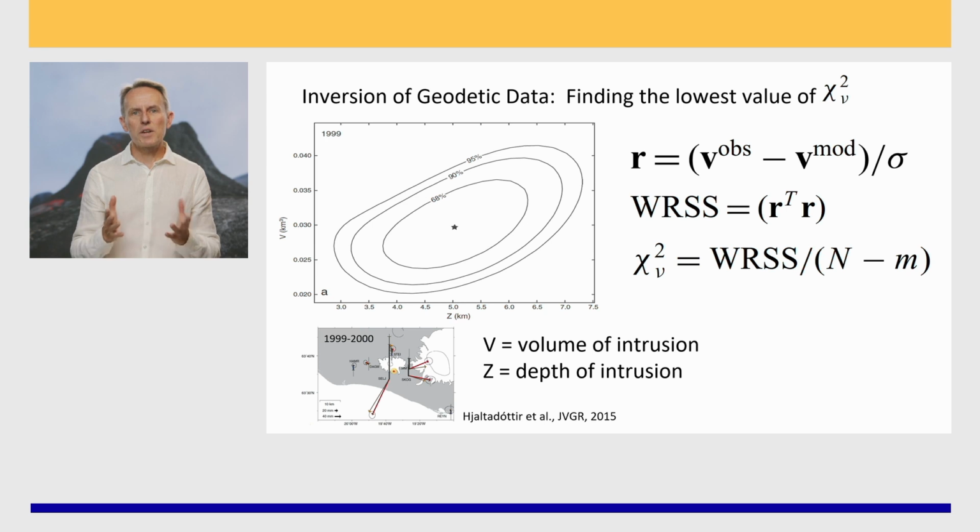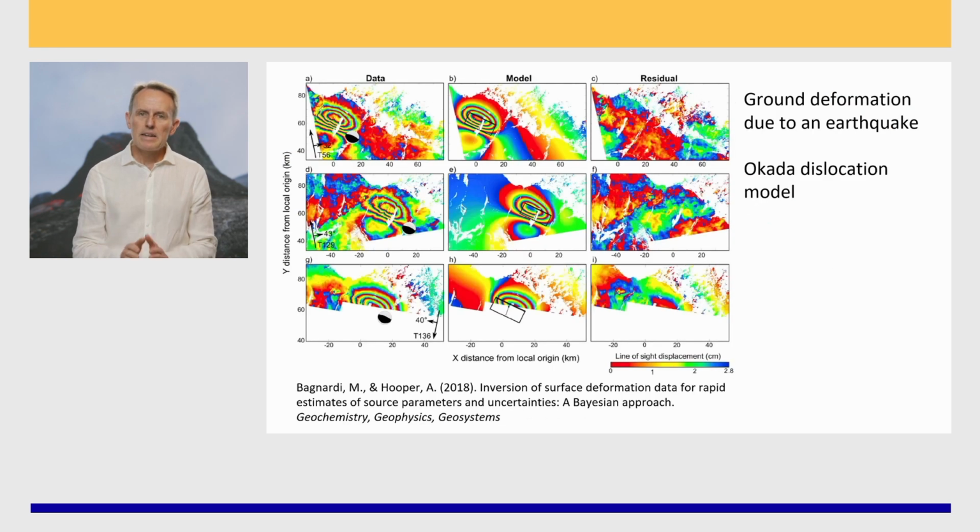This raises the question of what is the best way to find uncertainties on model parameters and how estimates of one model parameter depend on the value of another model parameter. There are actually a number of different ways to find the lowest value of the chi-squared parameter, or a similar parameter that quantifies the best fit.